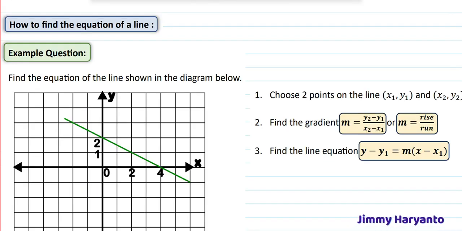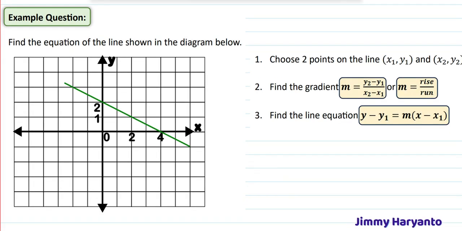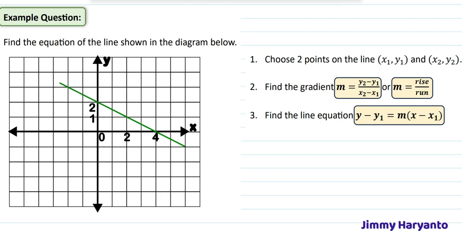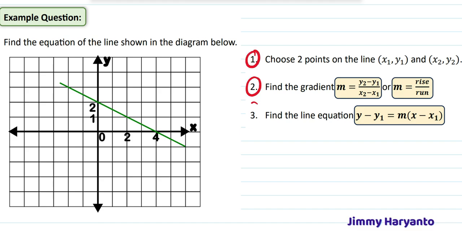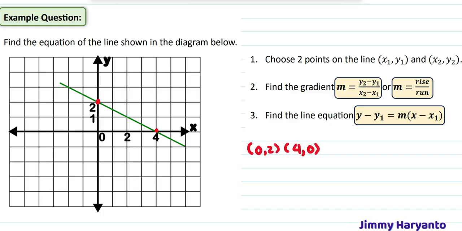And then the next thing is how to find the equation of a line. Example question: find the equation of the line shown in the diagram below. Okay, I already wrote down the steps for you. There are 3 steps, 1, 2, 3. So first you have to take a look at the graph and then choose 2 points that lie on the line. Let's say I choose this point and also that point. So I will have (0, 2) and (4, 0) for the points.